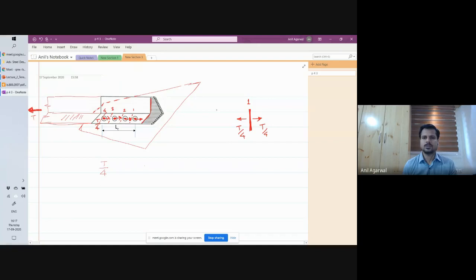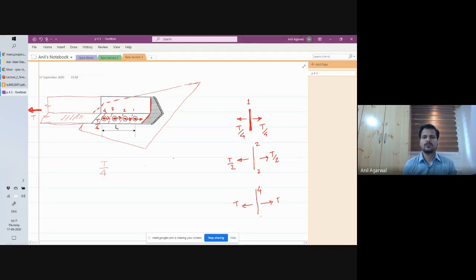At cross section 2, this will change to T divided by 2. Now the force equivalent to 2 bolts is acting there, right? Now at 3, and similarly at 4, you understand this already. So at cross section 4, you would have total T force.